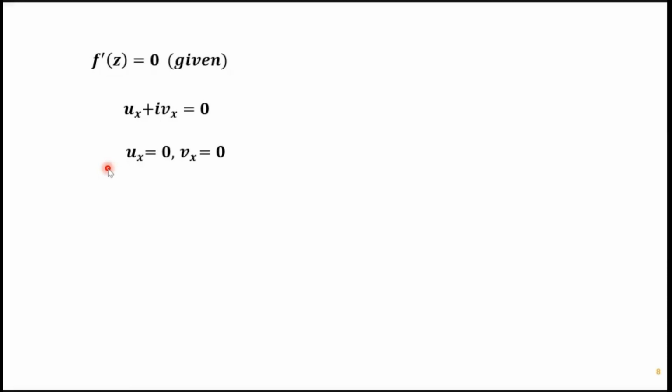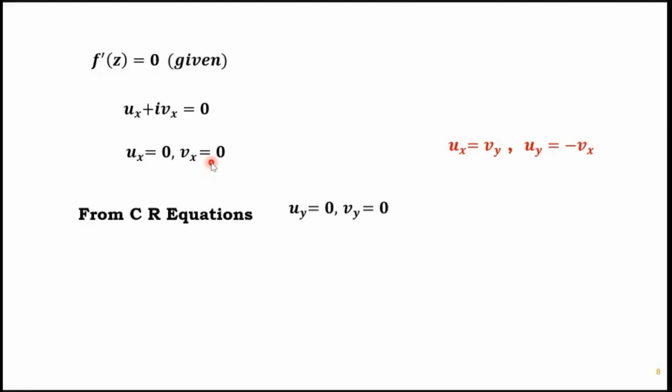We have got from the condition f dash of z equal to 0, ux equal to 0 and vx equal to 0. Now since the function is analytic, it satisfies the CR equation. So what can you say about uy and vy? They are also equal to 0. Yes. So I will get uy from the CR equations. I will get uy is also 0, vy is also 0. So now you are having ux 0, uy 0.